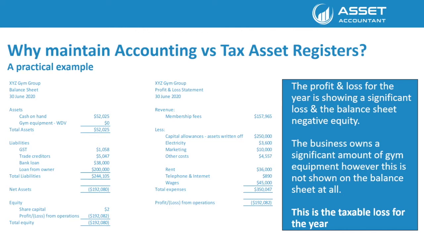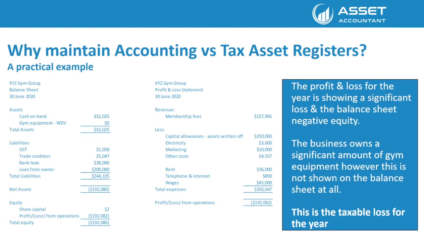Now, on our balance sheet, that has a significant impact. You'll notice that we have no capitalized assets on the balance sheet. We have a number of liabilities in the forms of creditors, GST payable, bank loans, and loans from the owner, and carrying forward our loss from operations. So we have a balance sheet that is in negative equity.